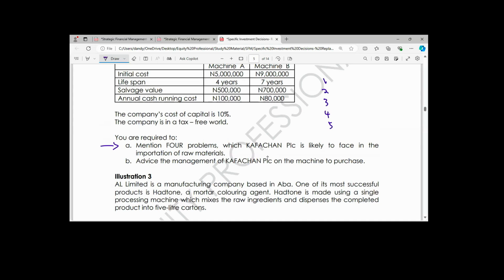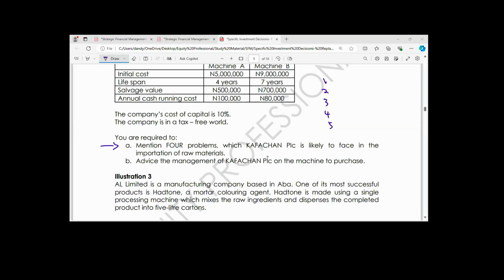Yes. What are the challenges? What are the problems we can face in relation to the importation of raw material? Yes. Transportation cost. High landing cost. Yes, it's part of it.